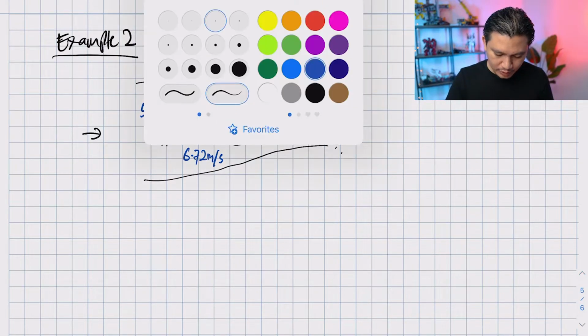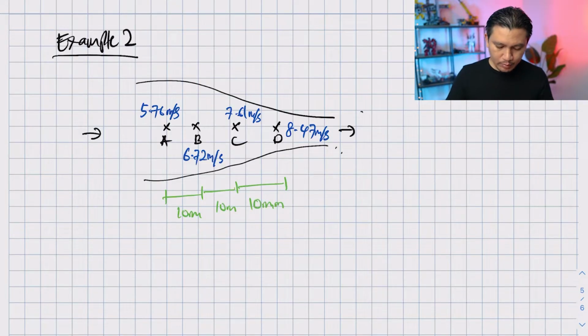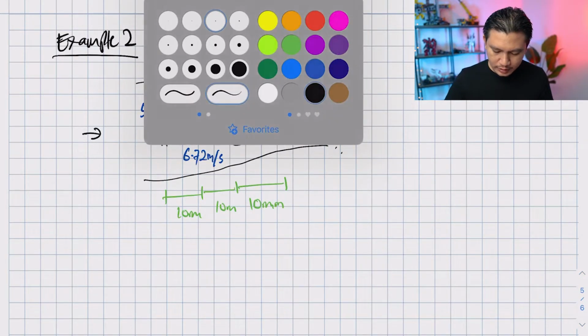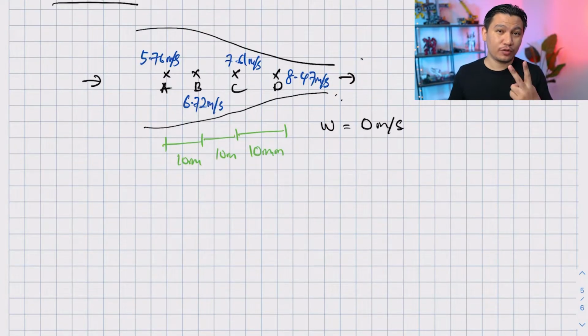And the distance between these points is 10 millimeters apart. So this is 10 mm, 10 mm, and 10 mm. Another important piece of information given to you is that the velocity in the z direction, which is w, is 0 meters per second.